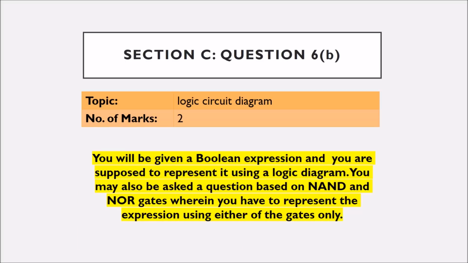Question number 6, part B, is of 2 marks and is based on the logic circuit diagram. You will be asked either to draw the logic circuit diagram for the given Boolean expression, or a logic circuit diagram will be given to you and you will be asked to write the corresponding Boolean expression. This question also has partial marking. You can also be asked a question based on NAND and NOR gates.